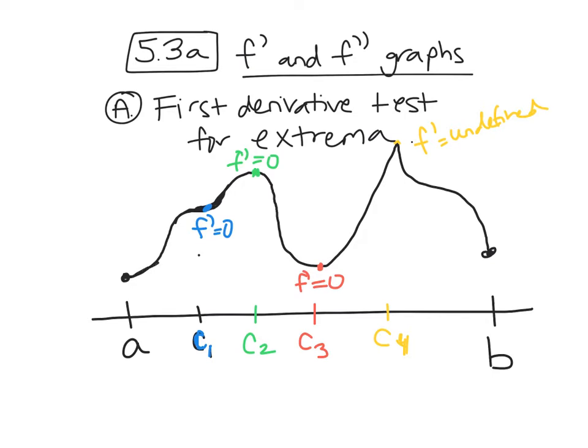This interval is where f prime is greater than 0. Our function is increasing. On the left side of this green, in between the green and the blue, same thing. F prime is greater than 0 in here, and our function is still increasing. From the green to the red, f prime is less than 0. Our function is decreasing. From the red to the yellow, f prime is positive again, our function is increasing. And from the yellow to B, f prime is less than 0.